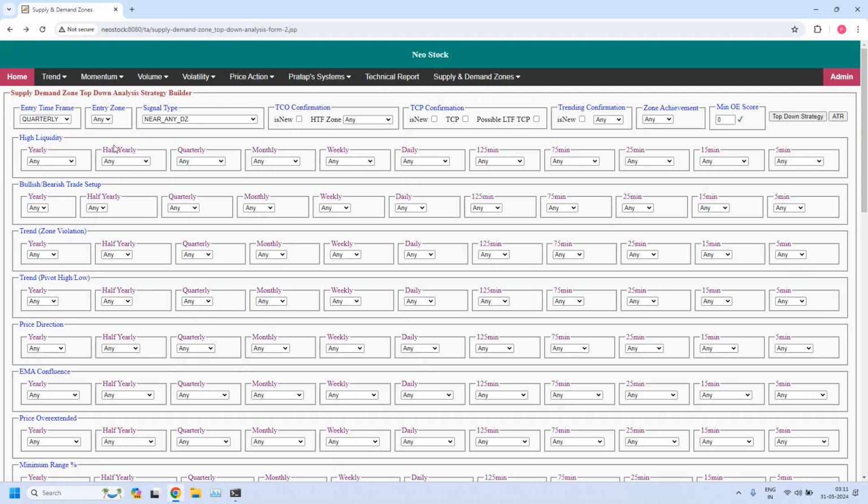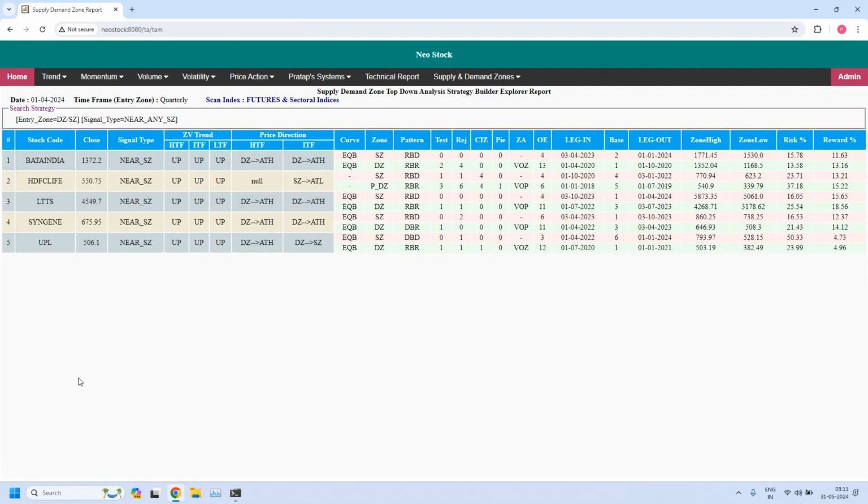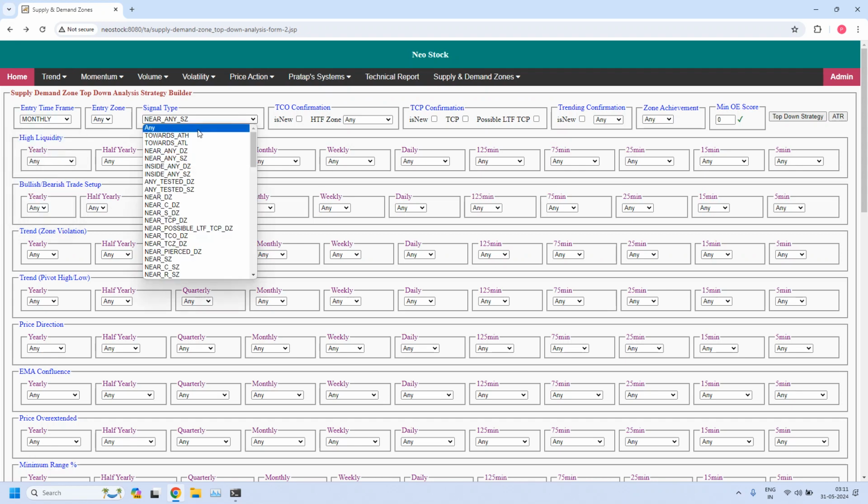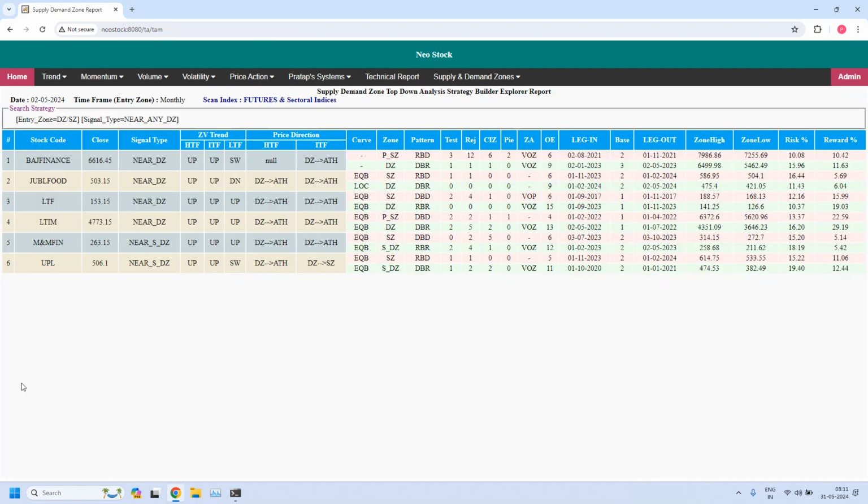Okay, let me go back. For quarterly time frame, let us find the stocks near quarterly supply zone. Currently 5 stocks are near to the quarterly supply zone. Let me generate the next report, changing the time frame to monthly, and let us find the stocks near monthly demand zone. 6 stocks are filtered near to the monthly demand zone.